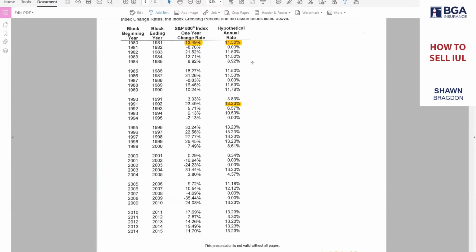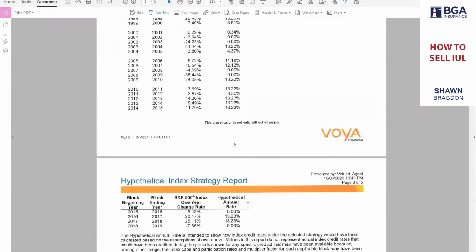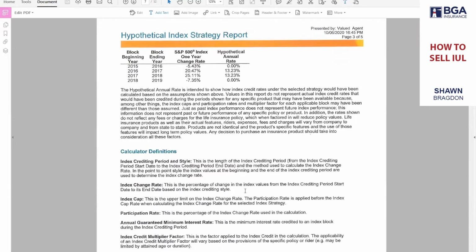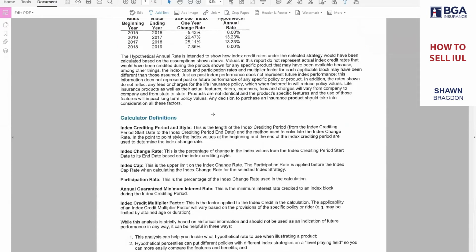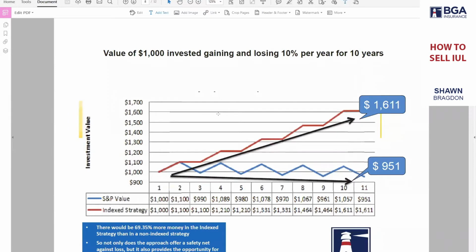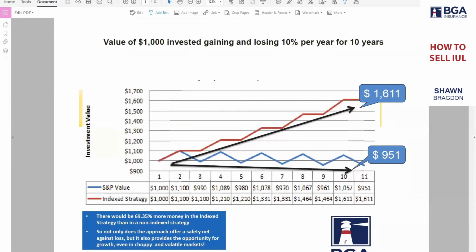I think what's really compelling is typically the way markets work, you're either hitting your cap or you're getting a 0. There's not a lot of in between. And in fact, over the last 40 years, the market is up 78% of the time. If you can eliminate those downsides, you can get some pretty spectacular returns on an index UL.